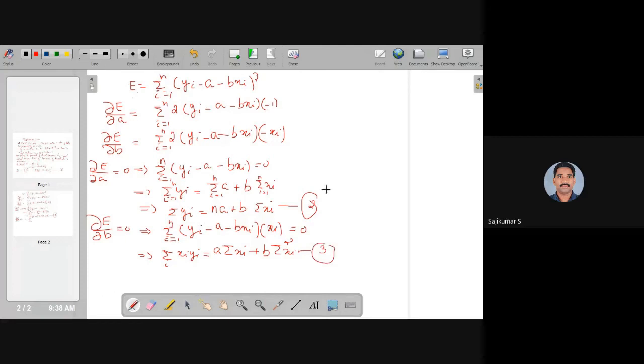So these two equations, equation 2 and equation 3, are known as normal equations for fitting a straight line y is equal to a plus bx. So you have to learn these two equations by heart: summation y is equal to na plus b into sigma xi, and sigma xi yi is equal to a sigma xi plus b sigma xi square. So these two equations are called normal equations.